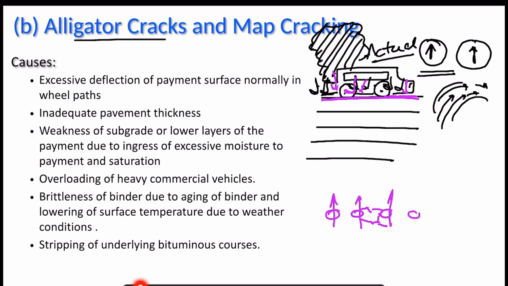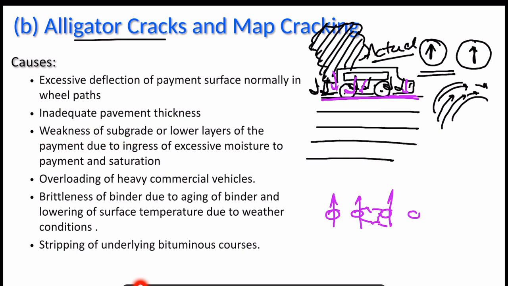Then the second point is inadequate pavement thickness, which is correlated with the first point. That is, we have made a certain mistake in the estimation of the amount of load the pavement is going to take up, and because of that, there is an error in deciding the thickness of each layer of the flexible pavement. So of course the cracks will definitely develop.